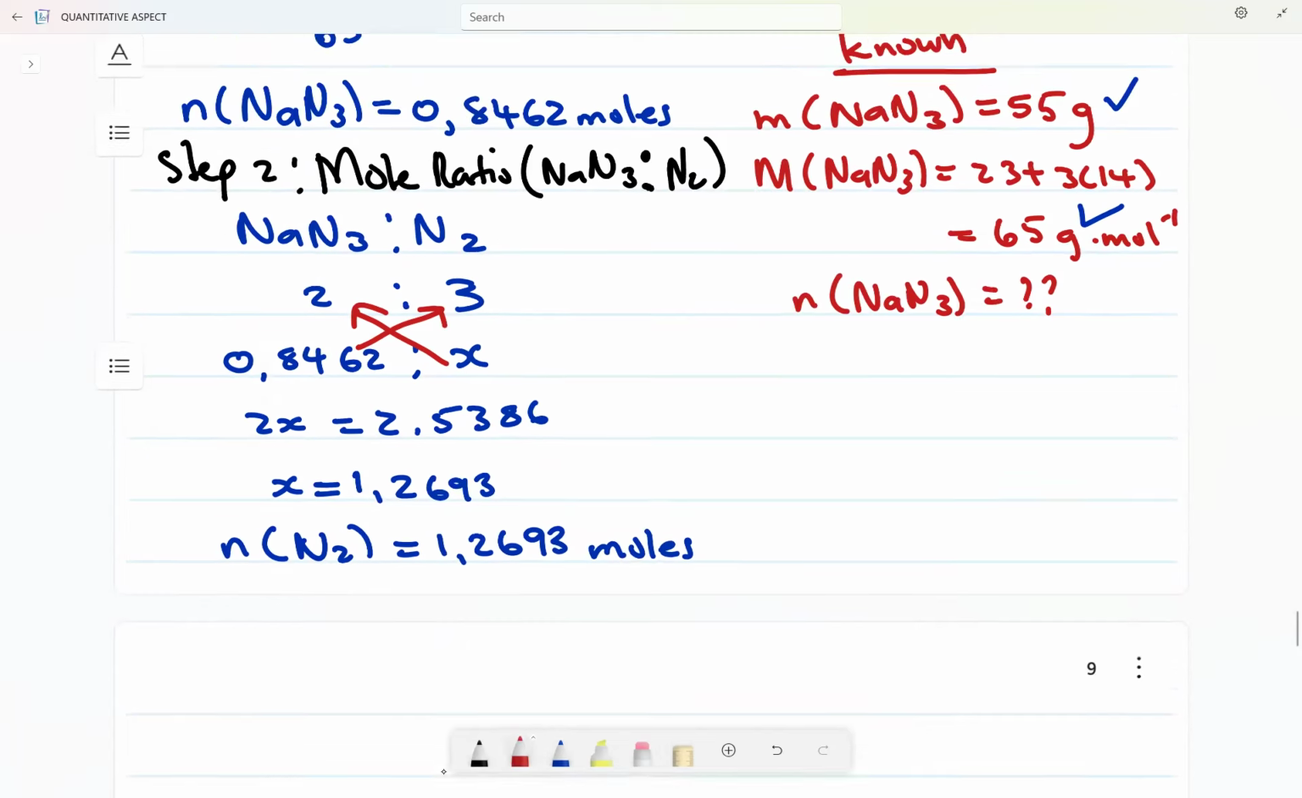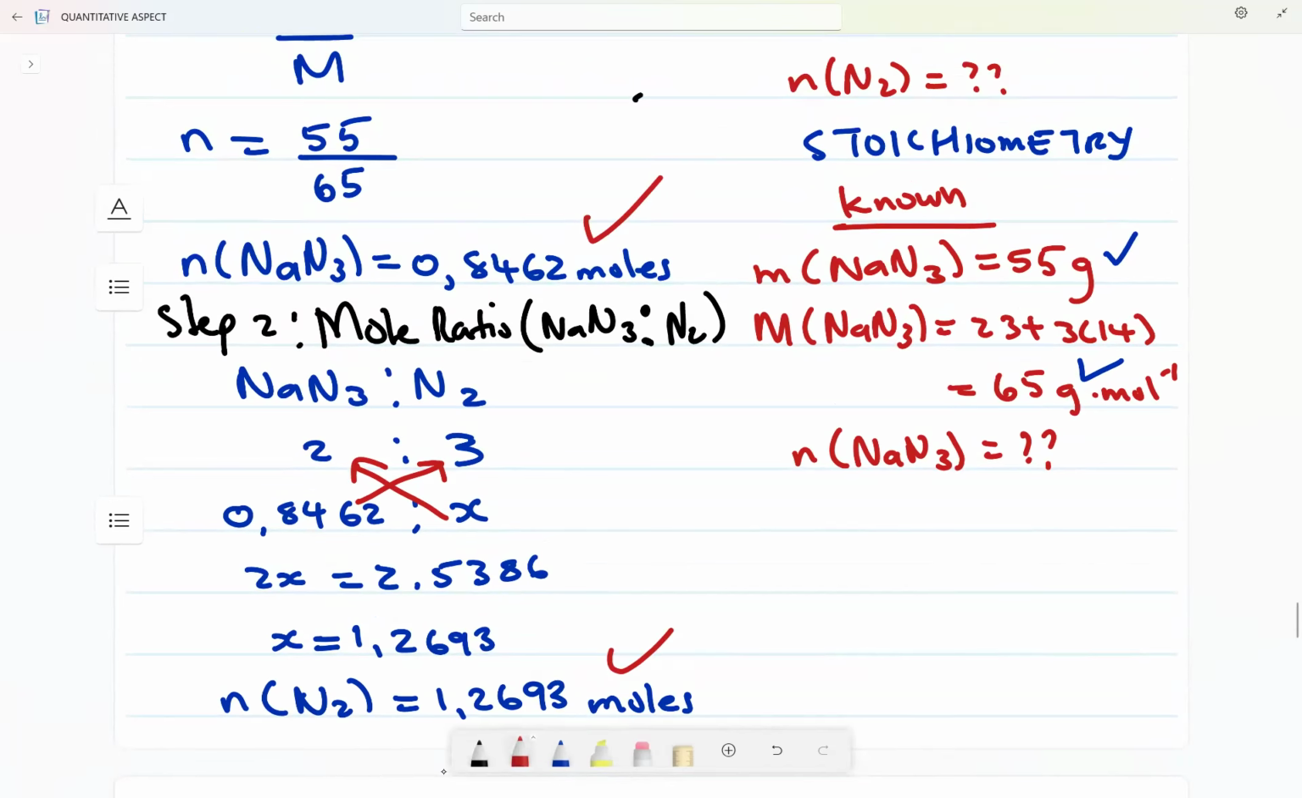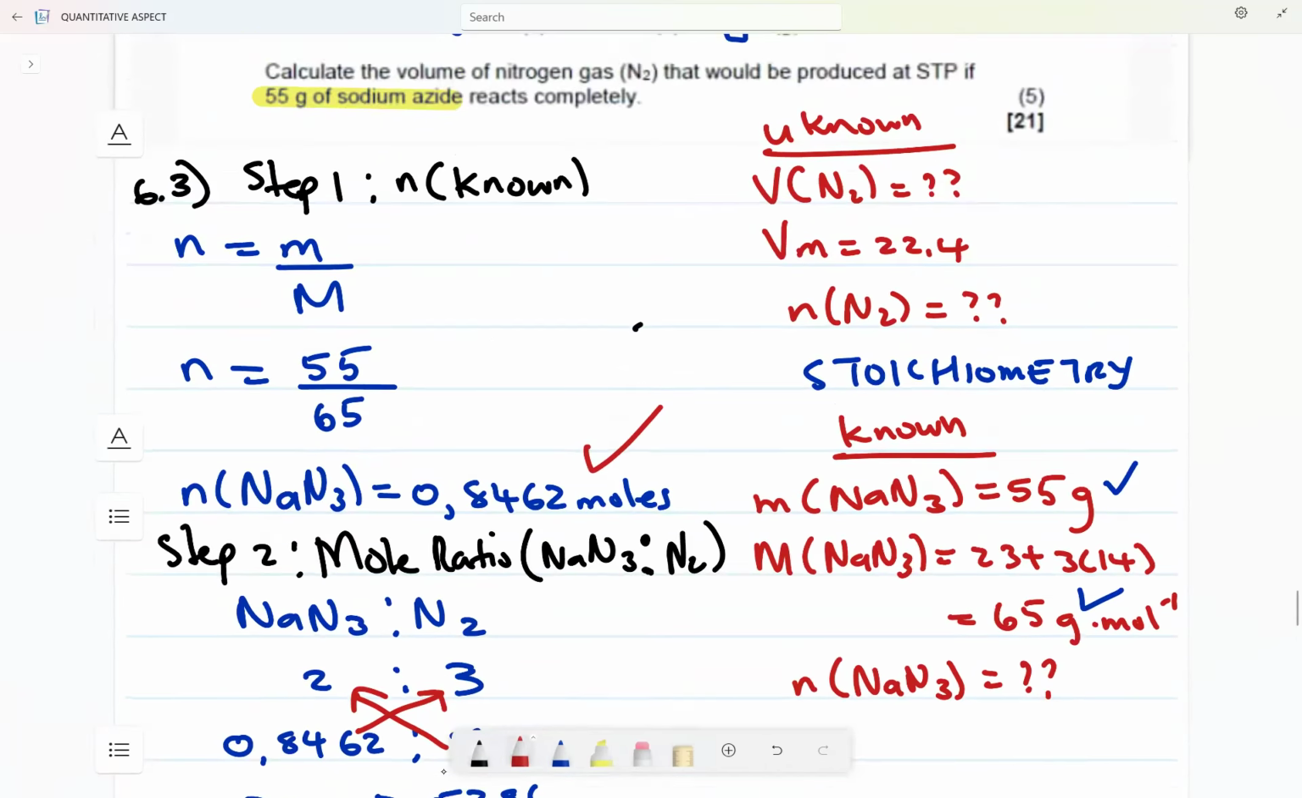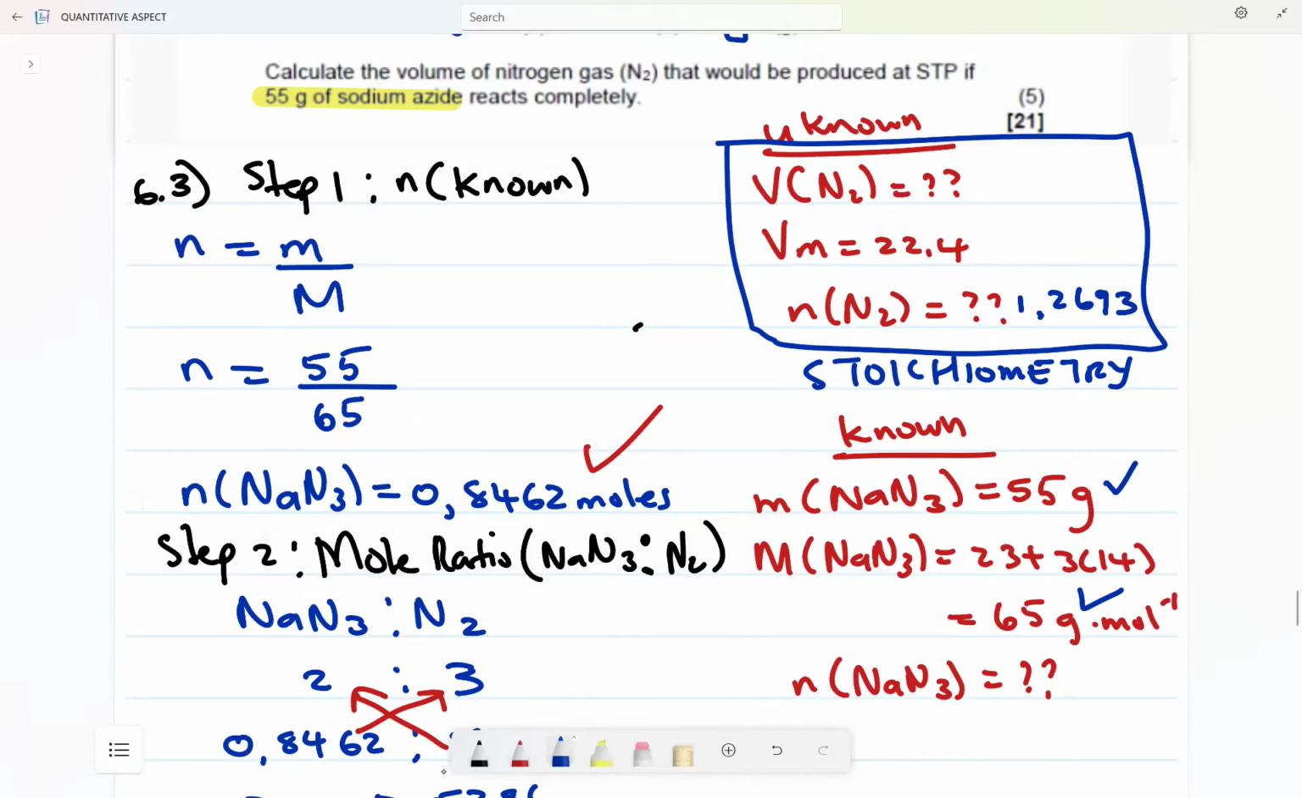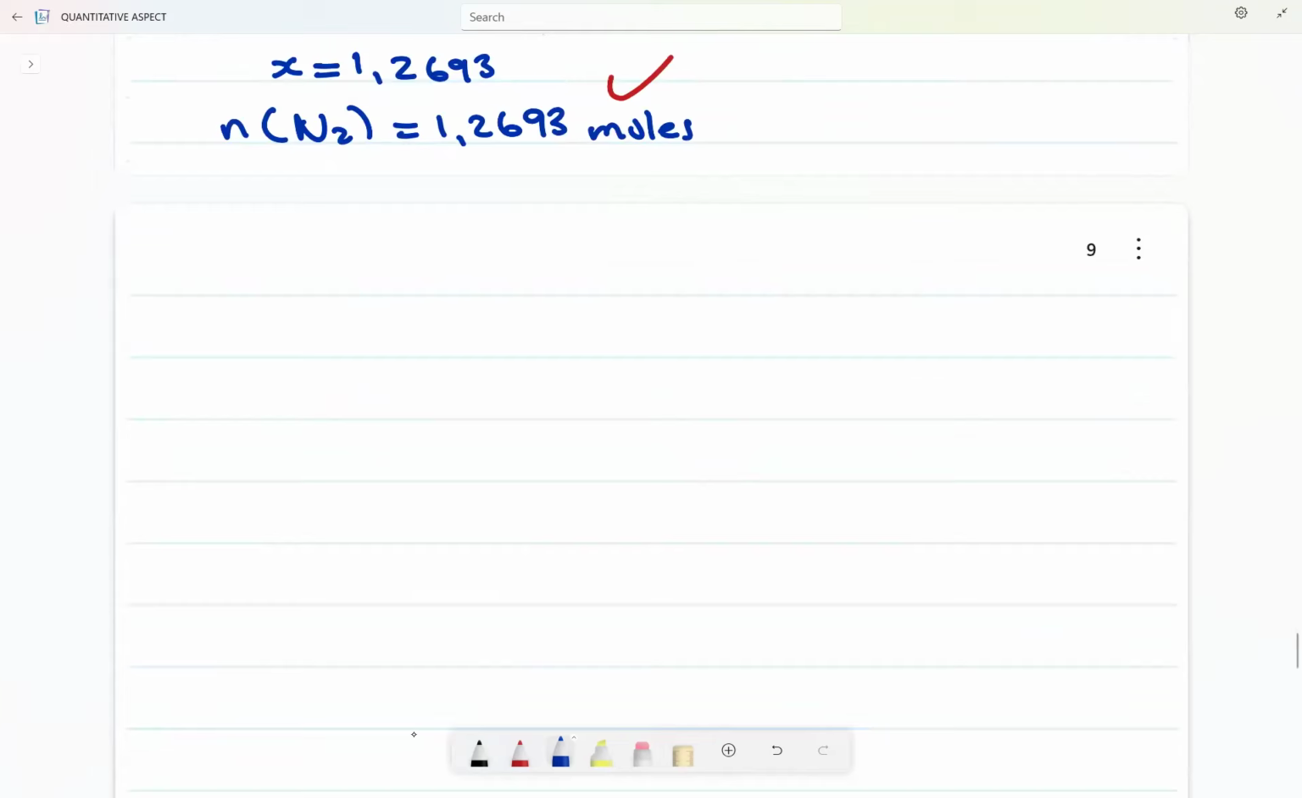Now I'm done with step 2. I completed step 1, I'm done with step 2, I need step 3. Remember, I now know this 1.2693. Can I now calculate my volume, which is my unknown? Yes, because I now know the number of moles. For step 3, I'm going to calculate my unknown, which is the volume of nitrogen. Then which formula am I using?